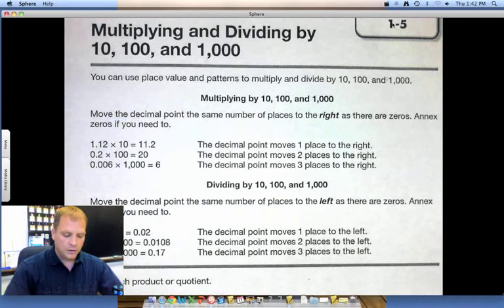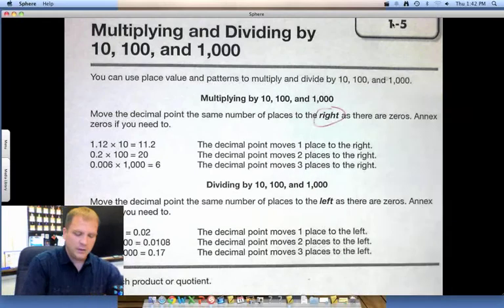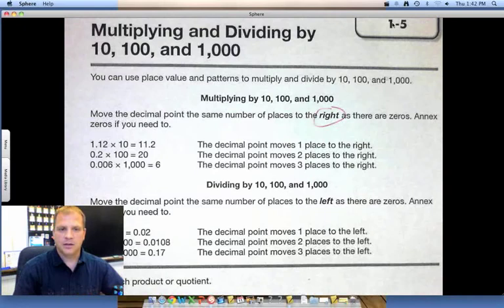As you can see here, these are your notes which you will be receiving tomorrow in class and including in your notebook. When multiplying by 10, 100, and 1000, you are going to be moving the decimal point to the right. How many times you move it to the right is dependent upon how many zeros there are. So for example, if we are multiplying 1.1 times 10, since 10 has 1 zero, we are moving the decimal point to the right only one position.